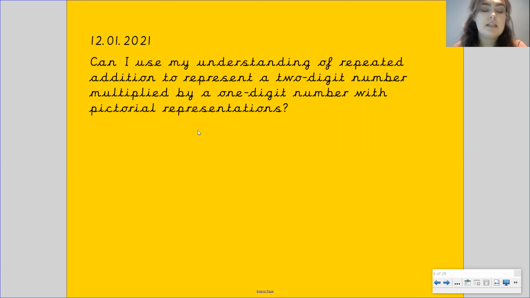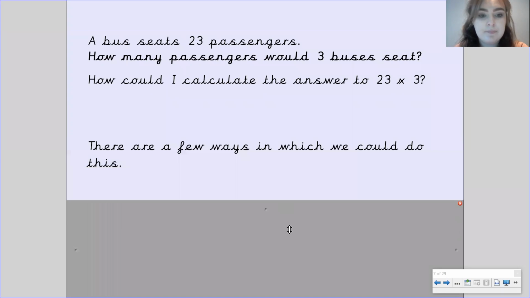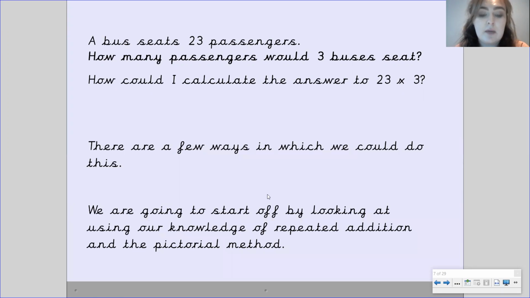Now our learning objective for this lesson is, can I use my understanding of repeated addition to represent a two-digit number multiplied by a one-digit number with pictorial representations? So a bus seats 23 passengers, but how many passengers would 3 buses seat? So how could I calculate the answer to 23 times 3? We've got 3 buses, so those are our 3 groups, and 23 within each group. So we need to work out what 23 times 3 is. There are a few ways in which we could do this, and we're going to start off by looking at our knowledge of repeated addition and the pictorial method.